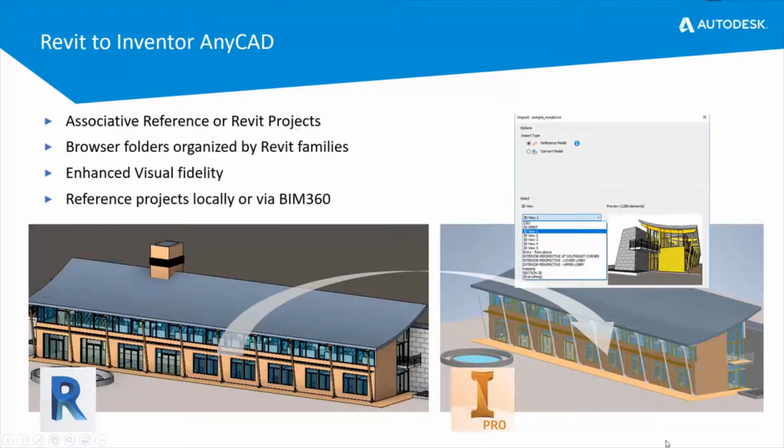So in the old versions, when you were importing effectively dumb solids, everything would come through as grey or as surfaces. We now get materials as well.